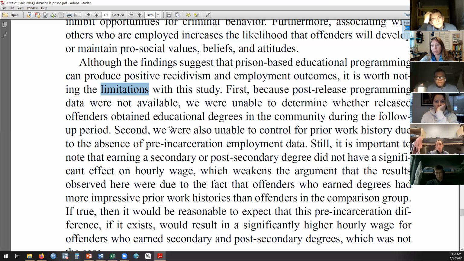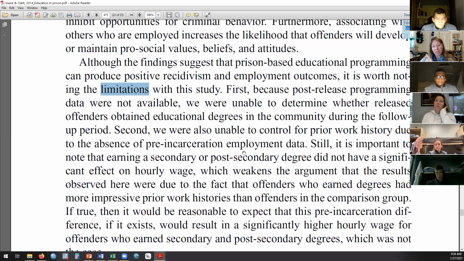The second one, this is kind of a big deal. They were unable to control for prior work history because they didn't have that data. That is a really big deal. The best predictor of post-release employment is having a job before you were incarcerated. And when we start talking about prisoner reentry, what we're going to find is that most people that find a job after they get released from prison call up their old boss who will rehire them.